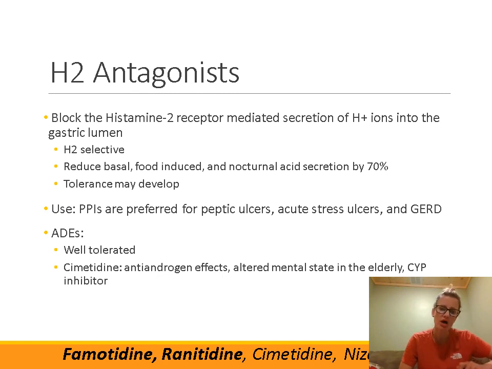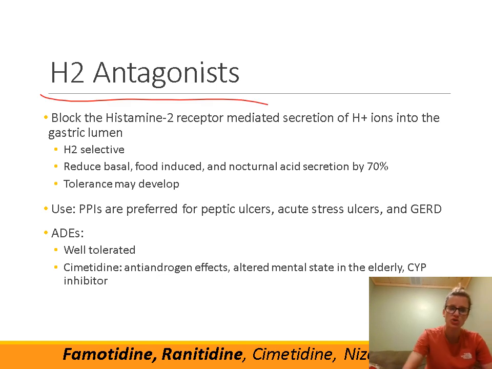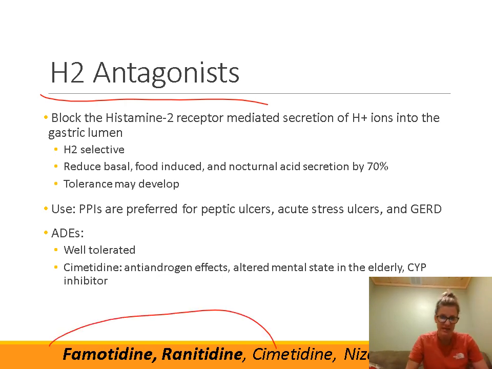Okay, so we're going to talk about different types of drugs that can be used for GERD or peptic ulcers. We'll start with the H2 antagonists or H2 blockers. The most commonly used of these include famotidine and ranitidine. Other examples, like cimetidine, are listed at the bottom. But famotidine and ranitidine are most commonly used.